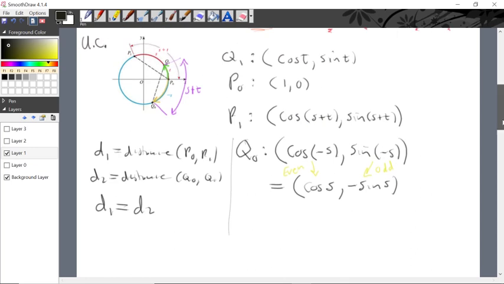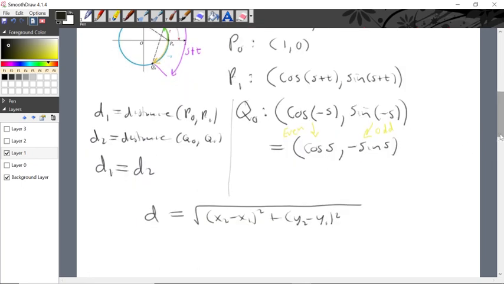What is D1 formulaically? D1 is going to be found as the square root, because we're using the distance formula here. Should I write down the standard distance formula maybe so we know what we're talking about? The distance formula between 2 points would be the difference in their x coordinates squared plus the difference in their y coordinates squared, and then the square root of that whole expression. That's the distance formula.